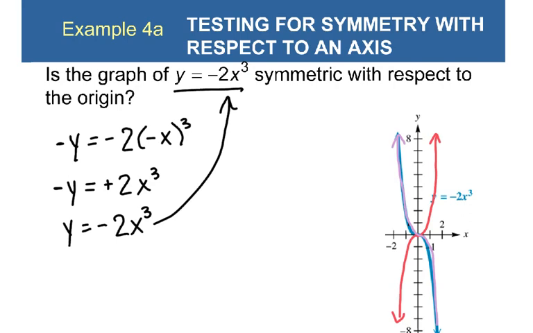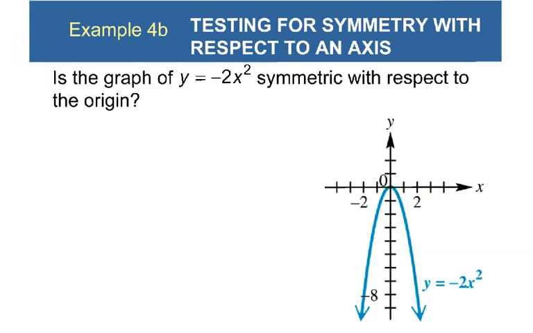So that's how you can take a look at it if you want to graph your function and say, okay, if I flip this across the x-axis and then I flip it across the y-axis, will I end up with my original function, the original graph? And if that is true, then you have symmetry with respect to your origin. Now let's look at this function and see if it's symmetric with respect to the origin. I can tell you right now, it's not going to be.